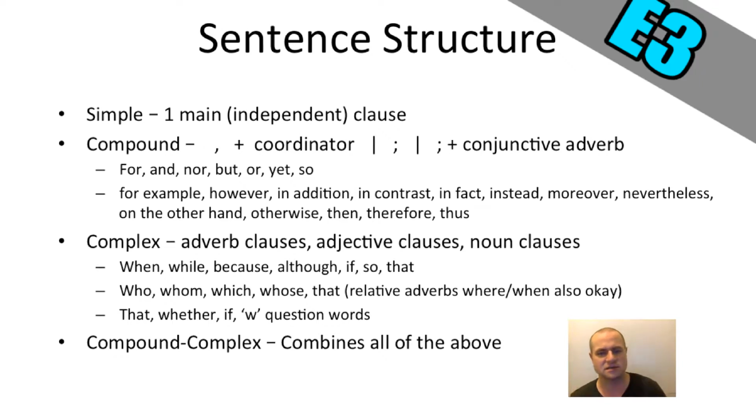For your complex sentences, you're going to use adverb clauses, adjective clauses, and noun clauses to kind of pull those sentences together. And for each of those, respectively, you have some bullet points below with the associated words to kind of hold that together. And then the compound complex combines all of those together. And again, we're not going to use the compound complex for email. So really just think about simple, compound, and complex sentences for your emailing purposes. Okay.